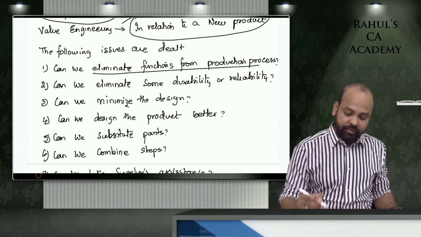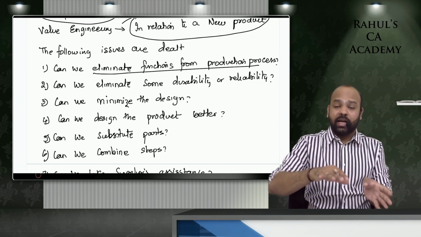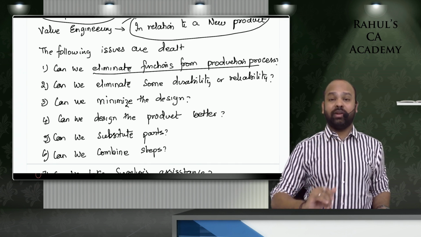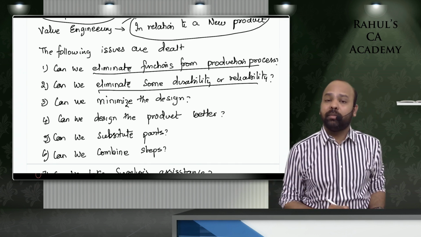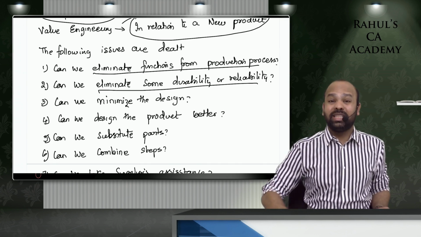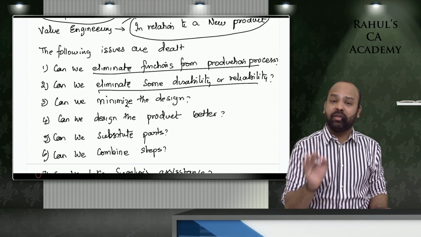Can we eliminate functions from the production process? Is there a possibility that we skip step 1 and directly jump to step 2? That should not have any impact on the quality of the product. Can we eliminate some durability or reliability? We spoke about this under the aspects of quality, guys. In TQM, if you remember, I defined what is quality.